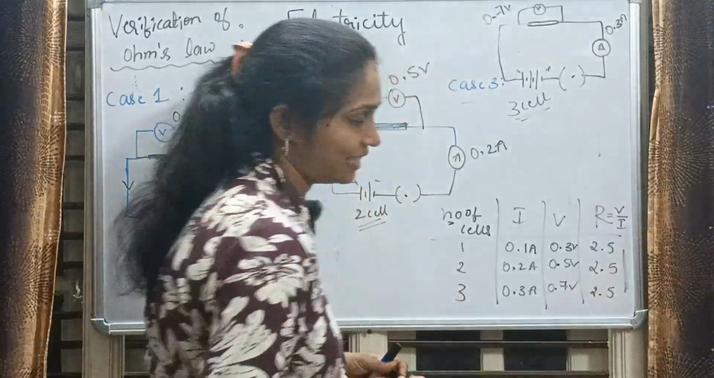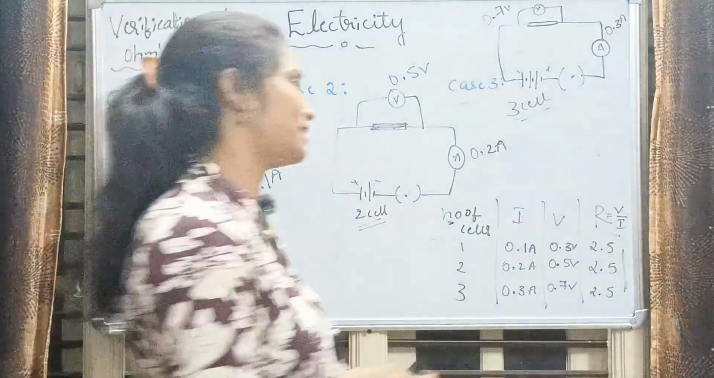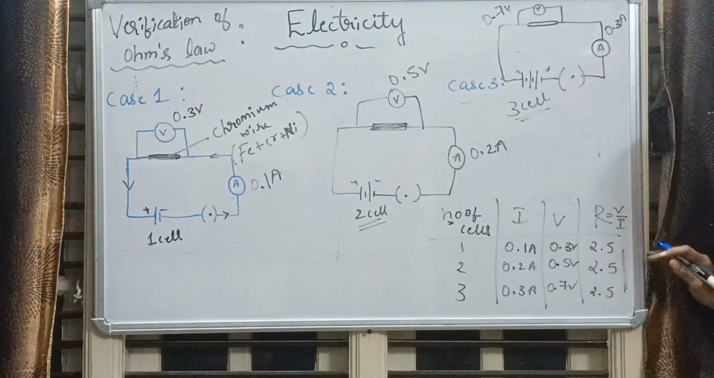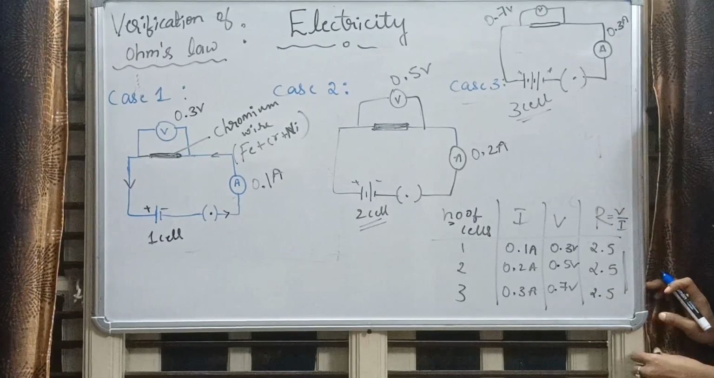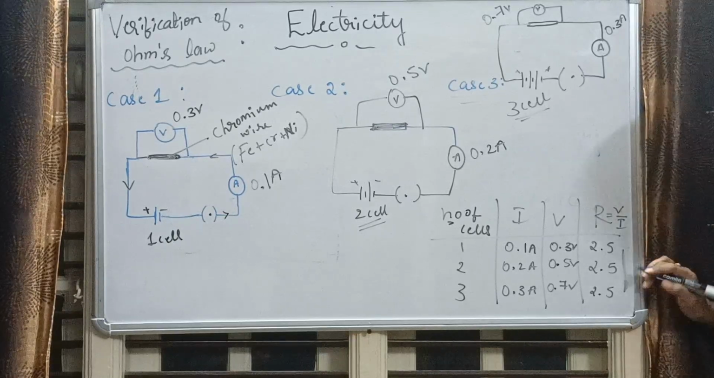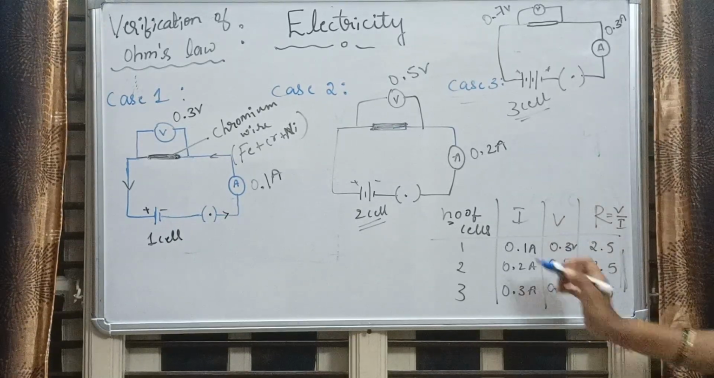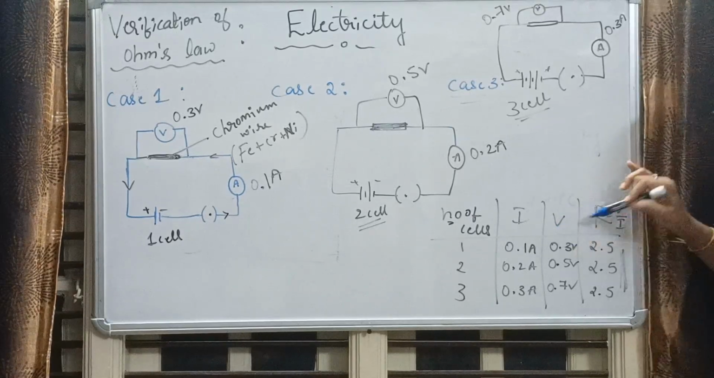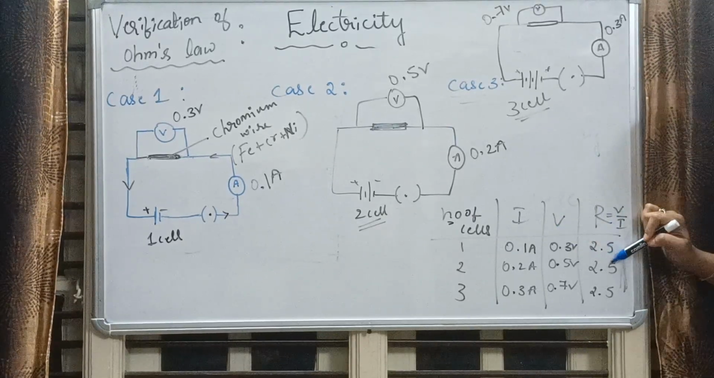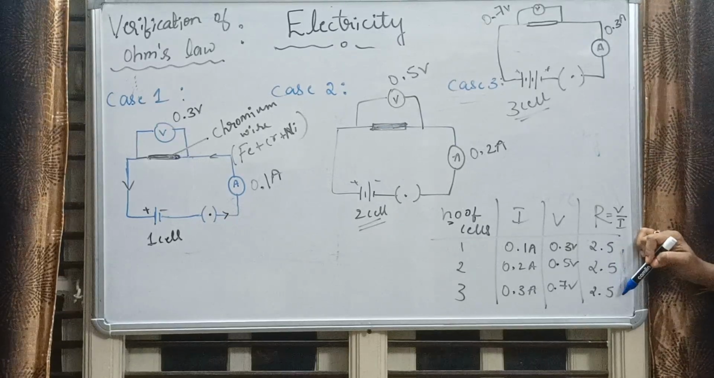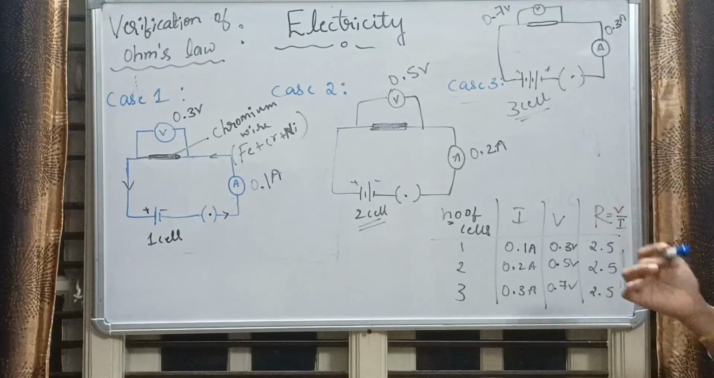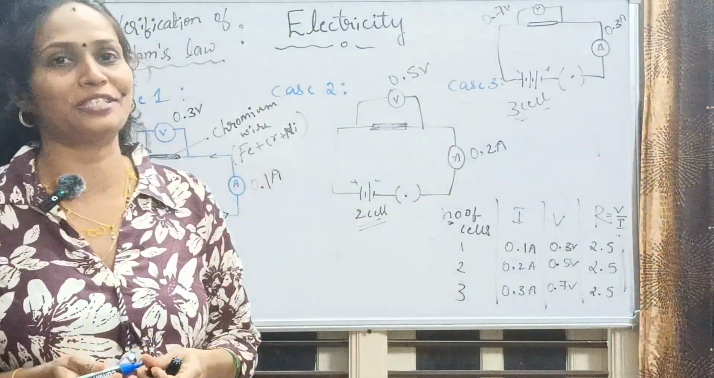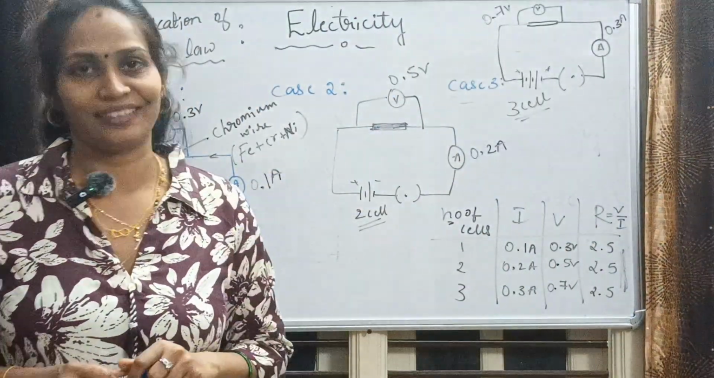Note down this: the resistance becomes constant. The resistance in a given circuit is constant. Getting? Yes. For the calculation of V by I, 0.3 divided by 0.1, it is around 2.5. Here also it is 2.5, and here also it comes as 2.5. Let us come to one conclusion by plotting a graph.